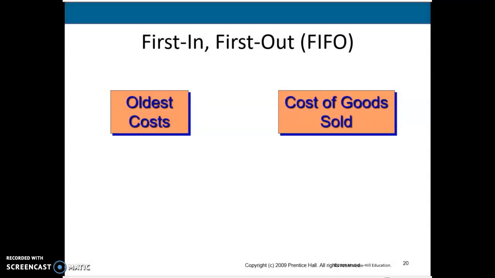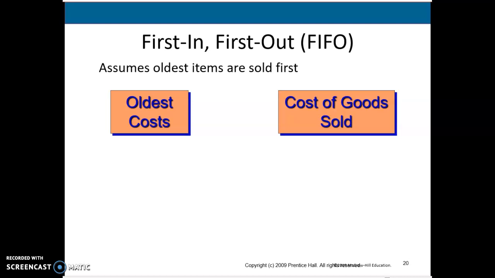All right, so let's look at the more common methods that we're going to see. The first one is first in, first out. This is also called FIFO. FIFO assumes that the oldest items are sold first. So the first thing you bought is the first thing you're selling. So first thing in is the first thing out.